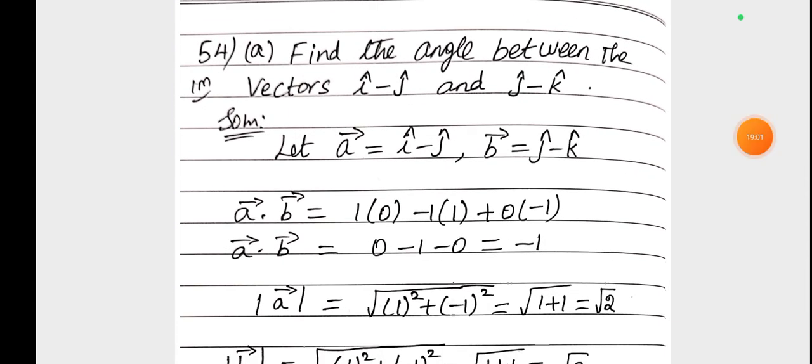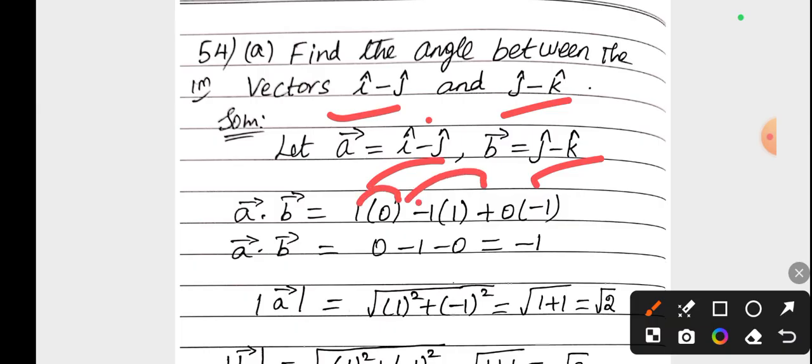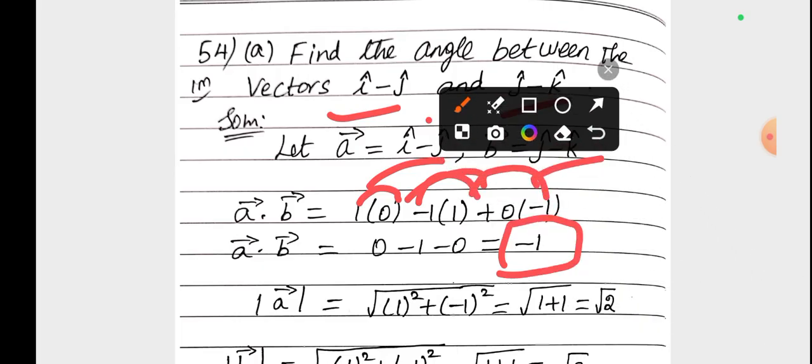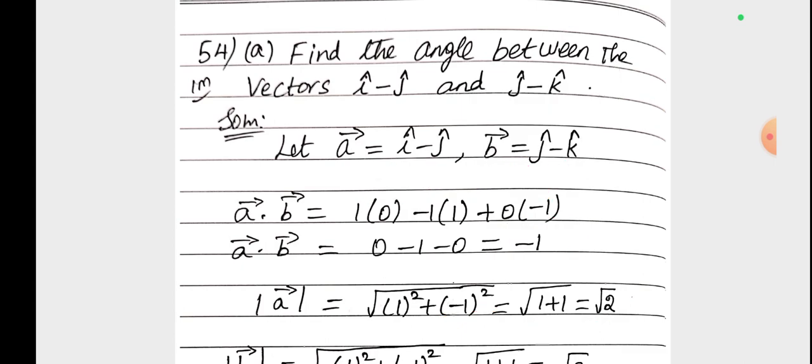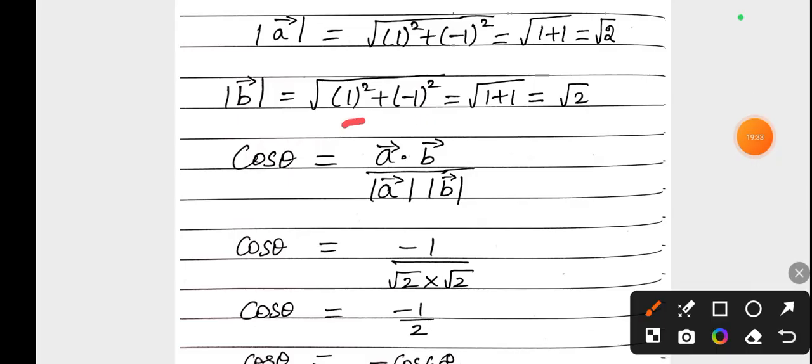Then going for 54a, find the angle between the vectors i cap minus j cap and j cap minus k cap. So a vector is i cap minus j cap, b vector is j cap minus k cap, both dot product. Multiply 1 into 0 minus 1 into 1 plus 0 into minus 1. At last we are getting minus 1. Do the magnitude for a vector. Root over 1 square plus minus 1 square, root 1 plus 1, root 2. And do magnitude of b vector. Again root over 1 square plus minus 1 whole square, root 2.